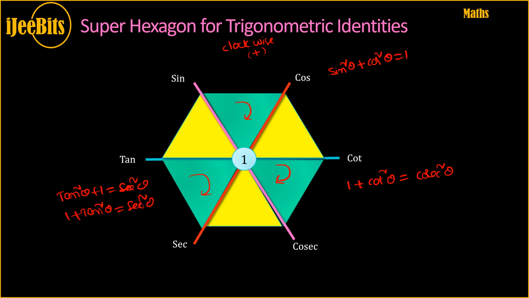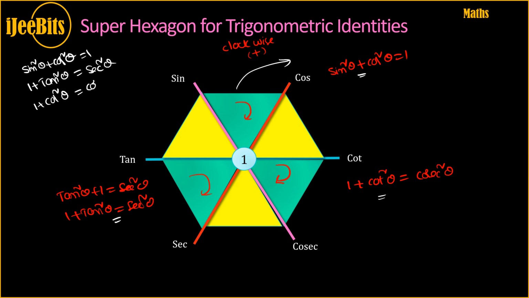So if you can consolidate them all in one place, first one is sin square theta plus cos square theta equal to 1. That's what we arrived at right from this triangle. Now 1 plus tan square theta equal to secant square theta. That we got from here. And the third one is this, right? So 1 plus cot square theta equal to cosecant square theta.